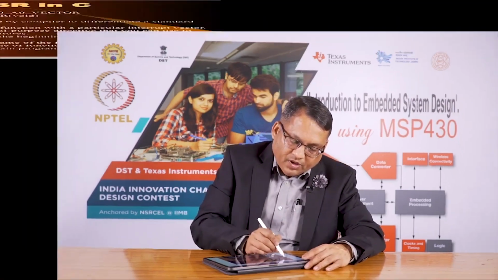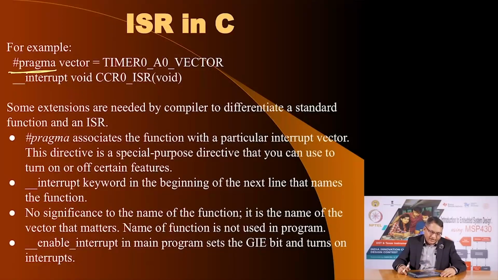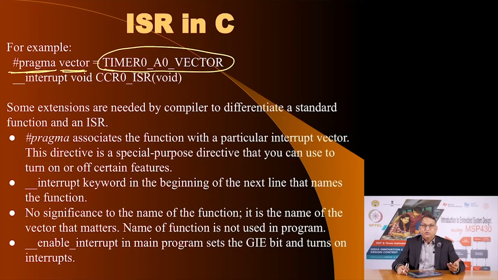So, let us see what is the flow of the program when we are dealing with interrupts. This is very important. Now, when you are writing a program in C language, how do you tell the compiler that this subroutine that you are writing is for the purpose of handling a particular interrupt? You do that by using a hash declaration called hash pragma. This is a keyword, vector. You are telling that you are going to deal with the timer 0 A0 vector, and what program is to be executed in response to this vector, this is the name of the program.